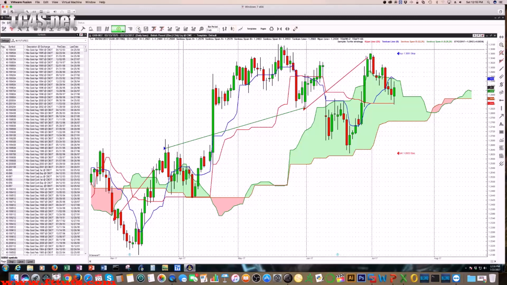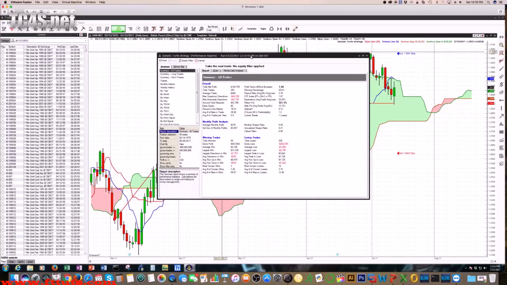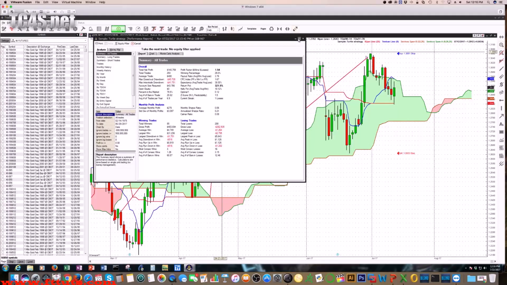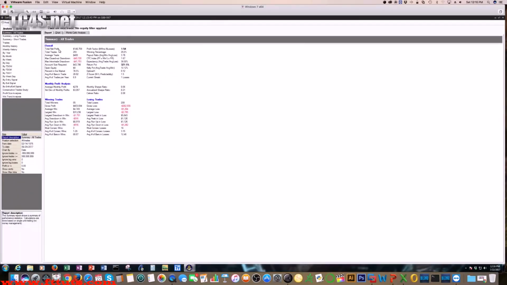So when I do that and click system preferences, it's going to bring out this table that shows me the total net profit of this current strategy on this particular market was 140,000. It only wins 30% of the time. And the nice part about TradeNav is it has a lot more, in my opinion, features in terms of breakdown.